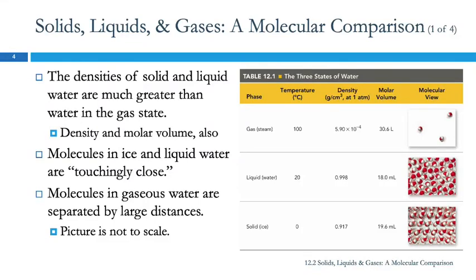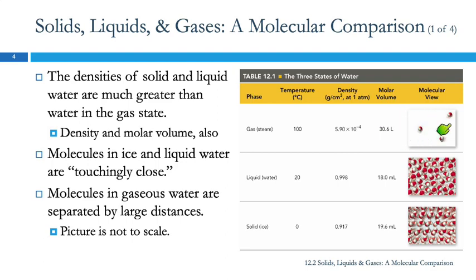So this is a table comparing solids, liquids, and gases, and we've talked about these things before. So here we're looking at the three states of water. We have gas, we call it steam, liquid water, and solid ice. Here are illustrations of what this would look like.